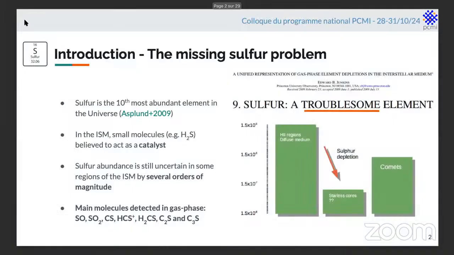So let's start with the missing sulfur problem. Many of you might be aware that this is a long-time problem. Sulfur is the 10th most abundant element in the universe. And we know that chemistry-wise, it has an important role. Small molecules such as H2S and others can act as catalysts on the surfaces and create bigger molecules.